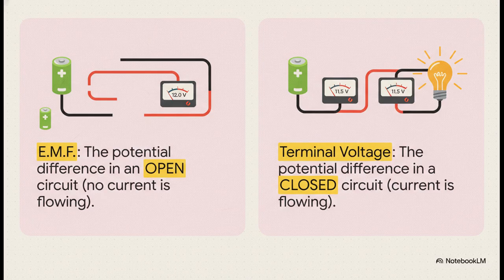But the second you connect a light bulb and current starts to flow, the battery actually has to do work to push that current through its own internal chemistry. It has its own internal resistance, and that effort uses up a tiny bit of its own voltage. So the voltage that's left over for the actual circuit, which we call the terminal voltage, is always just a little bit less than the ideal EMF.